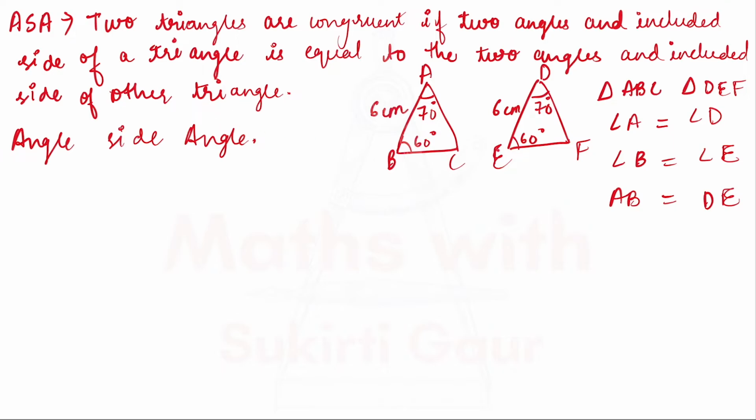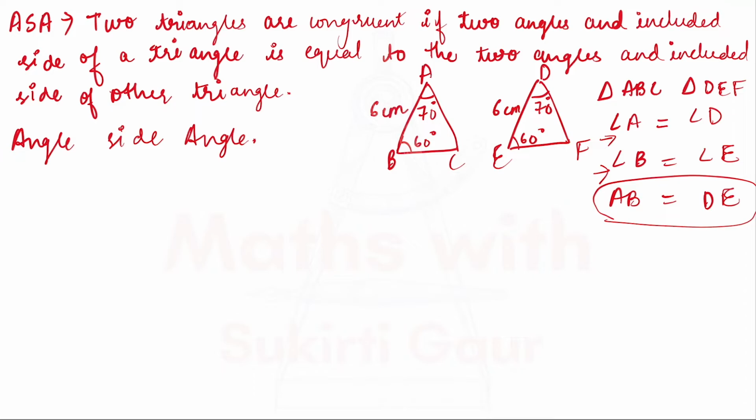So these are the things we want in ASA criterion to prove two triangles congruent. That is one angle, another angle, and a side included in it. By this criterion also you can prove two triangles to be congruent. But you should have two angles and one side included to prove two triangles congruent.